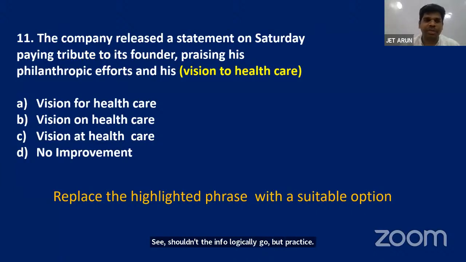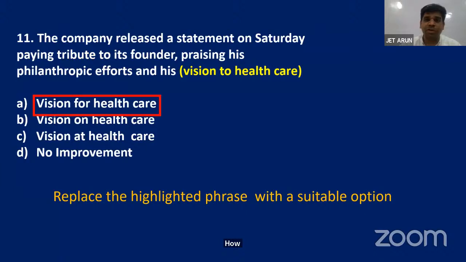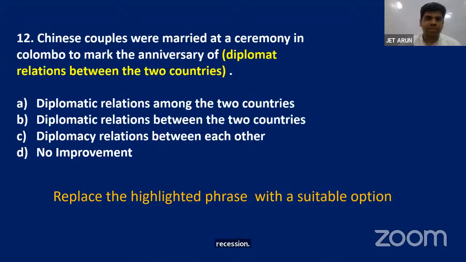Another says A or B. All right, you have a confusion. Harshvardhan says B. Let's see the answer, students. Vision for healthcare. Praising his philanthropic efforts and his vision for healthcare. All right, it's A is the answer, students. Students, you got math session next, followed by this English session. Let's go for the next question.